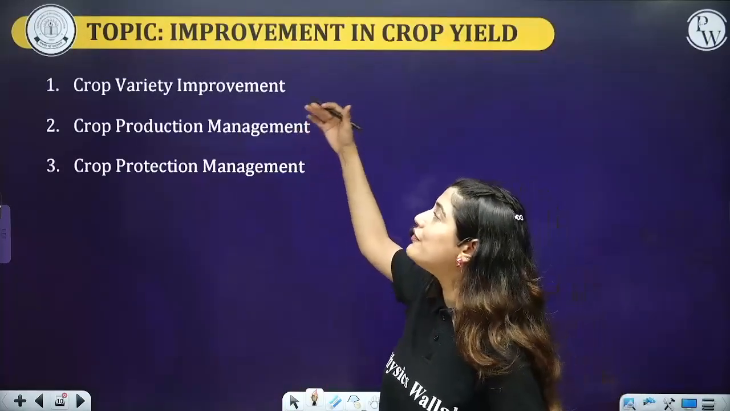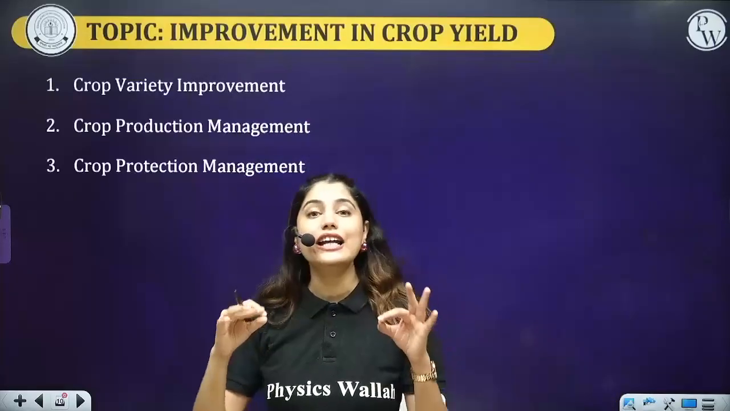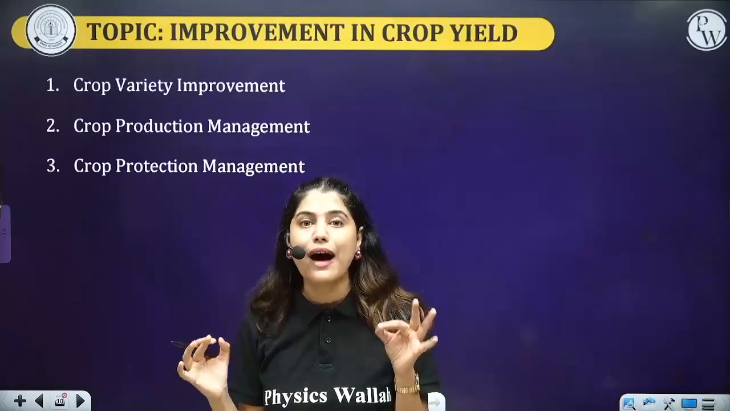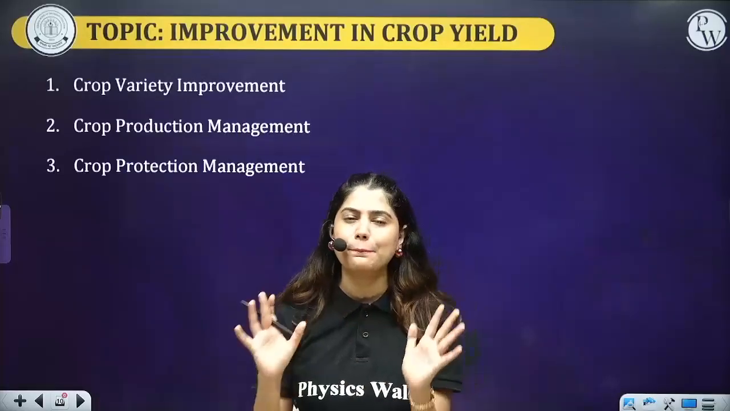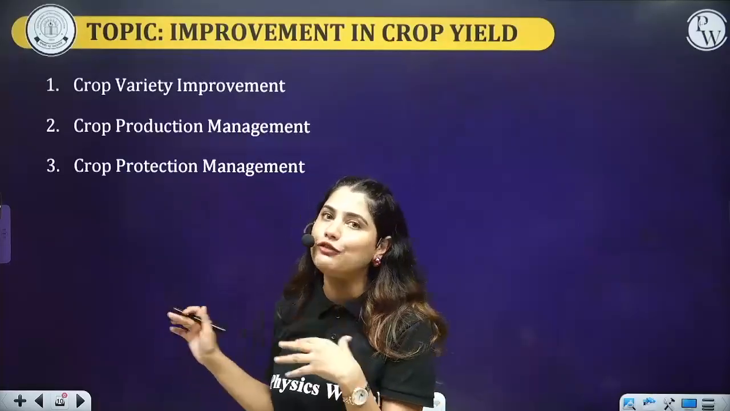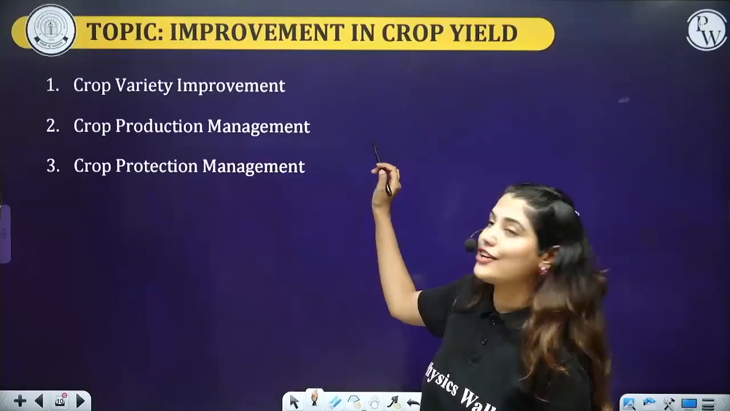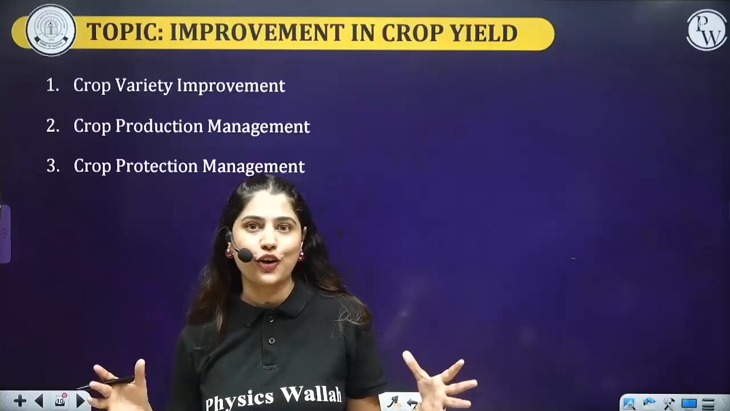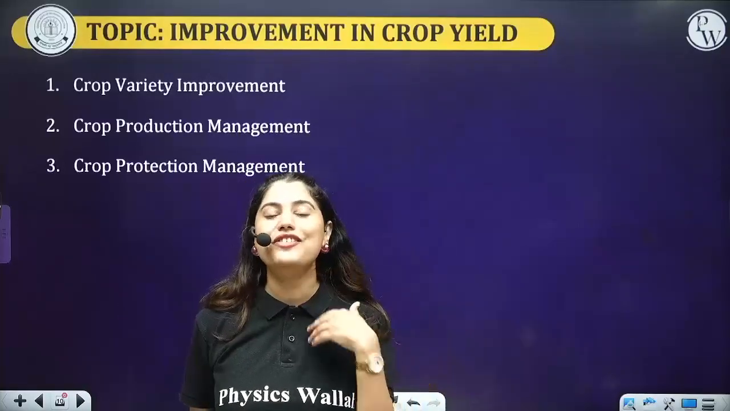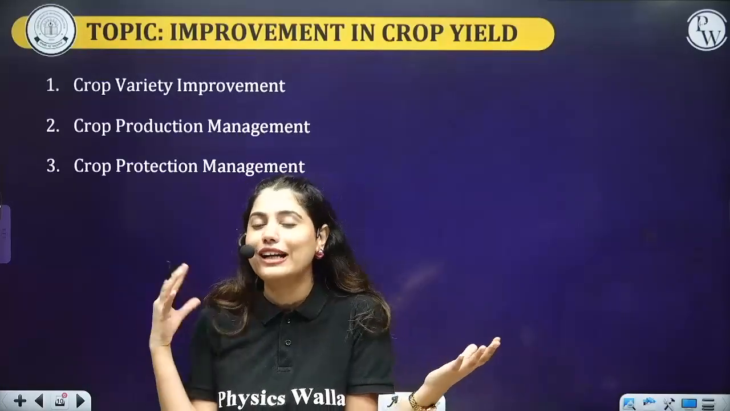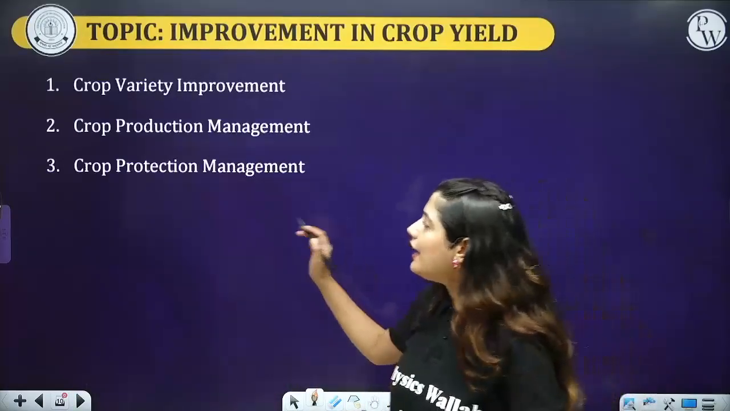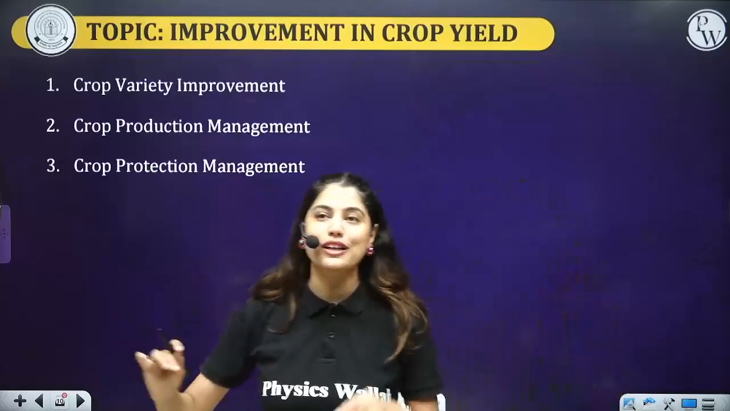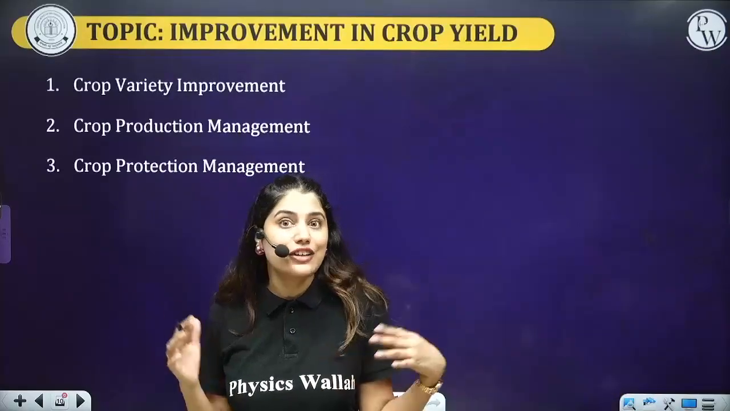That is crop variety improvement. Basically, we are improving the variety of the crop by choosing a good, preferable, high yield seed for planting. Next is crop production management. Once the crops are growing, we are taking care of them, nurturing them, giving them sufficient water, providing them with nutrients. So that we're going to discuss in crop production and management. And lastly, we have crop protection management. Crop protection management, basically we are protecting it.